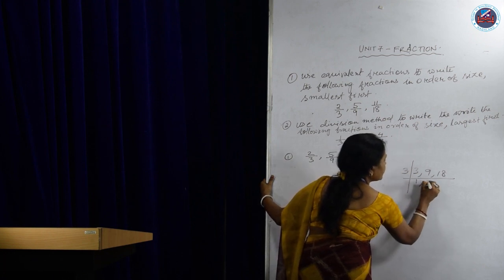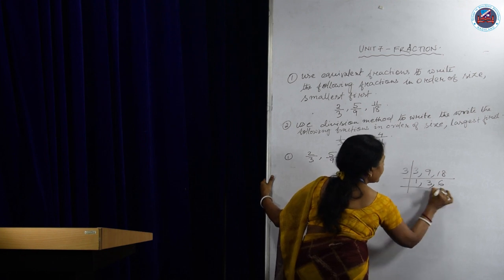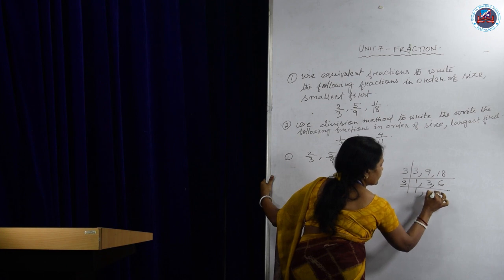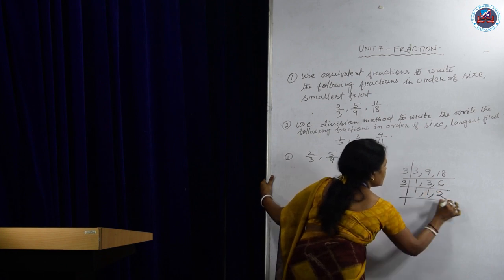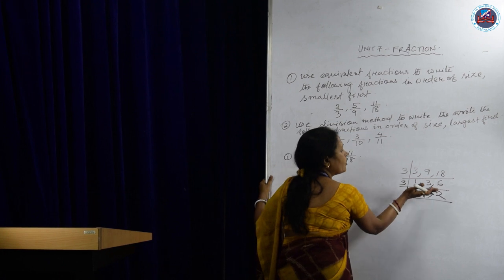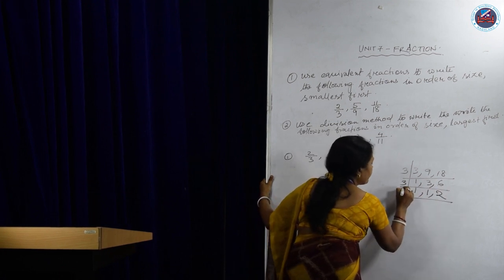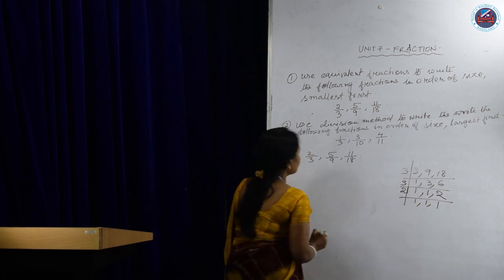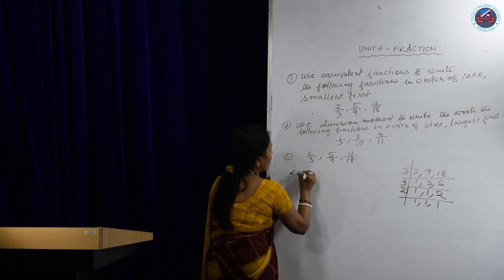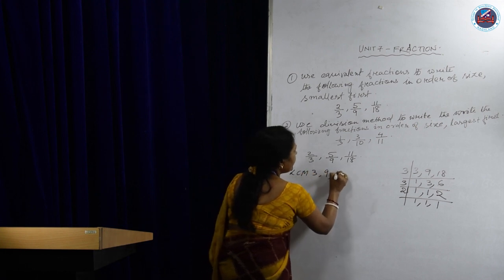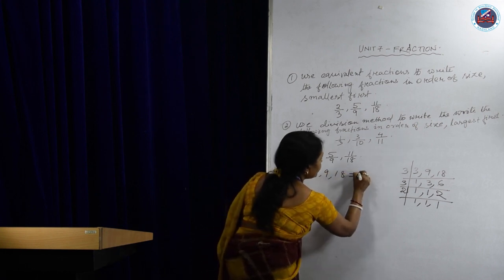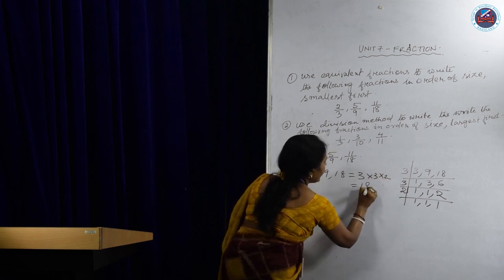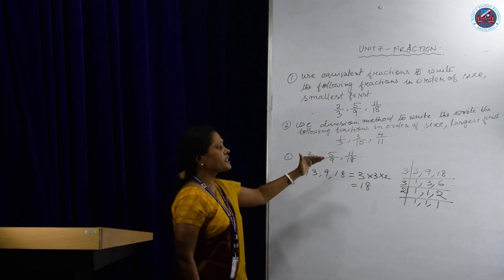3 1s are 3, 3 3s are 9, 3 6s are 18. Again, can go by 3: 1, 3 1s are 3, 3 2s are 6. We have to continue till we get all the remainder as 1. So divide again by 2: 1, 1 and 2 1s are 2. So the LCM of 3, 9 and 18 is equal to 3 into 3 into 2, which is equal to 18. So our LCM is 18.